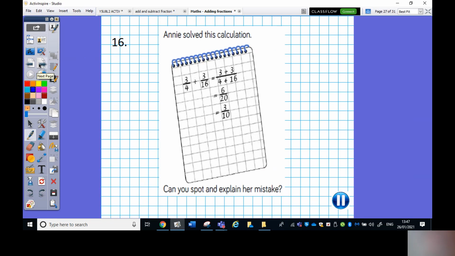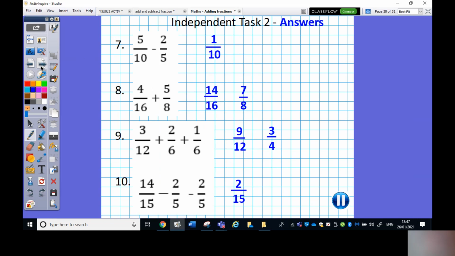So, how did you do? Let's take a look. Number 7, the answer is 1/10. Number 8, the answer is 14/16. You can simplify, so if you have 7/8, this is also correct. Number 9 is 9/12. And if you simplified that, then I'll also accept 3/4. Number 10 is 2/15.